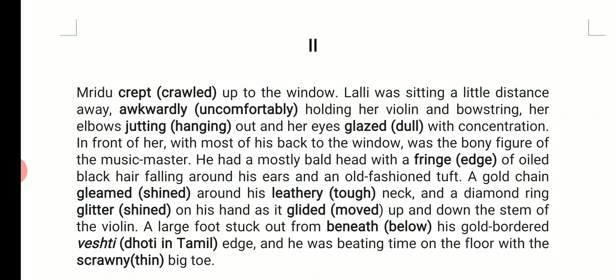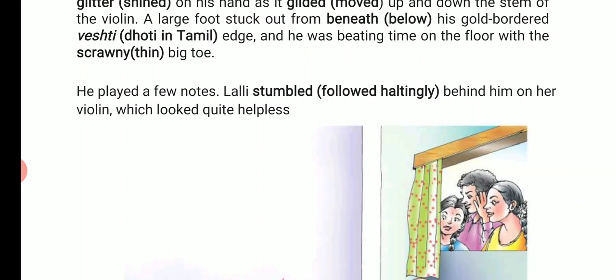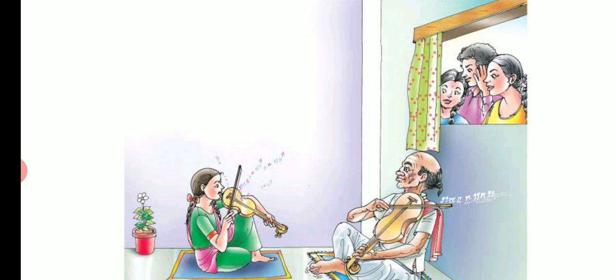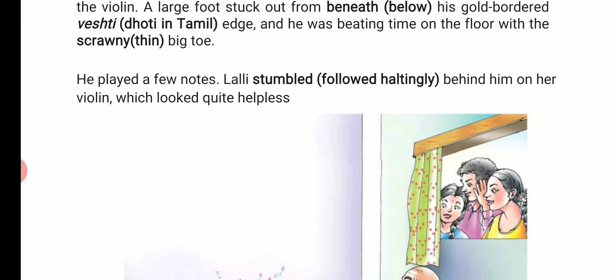He had an almost bald head with a fringe of oiled black hair falling around his ears and an old-fashioned tuft. Bald headed means all the hair is gone, and he had a fringe. See the description here, look at the head of the master. The whole head is bald, then some hair is there, and the fringe and the small tuft, that is the description.